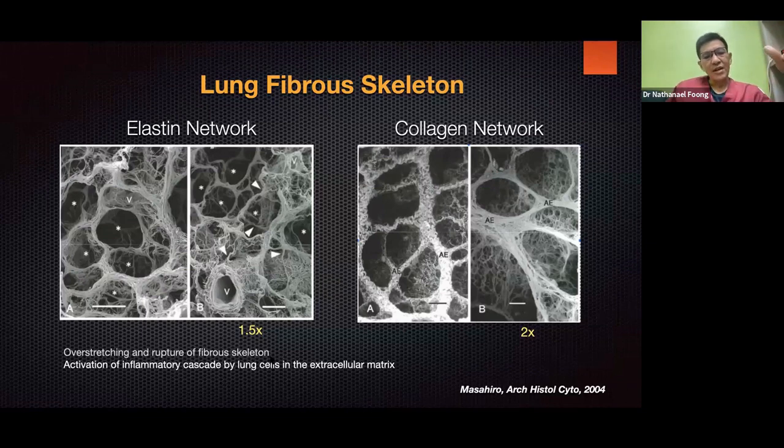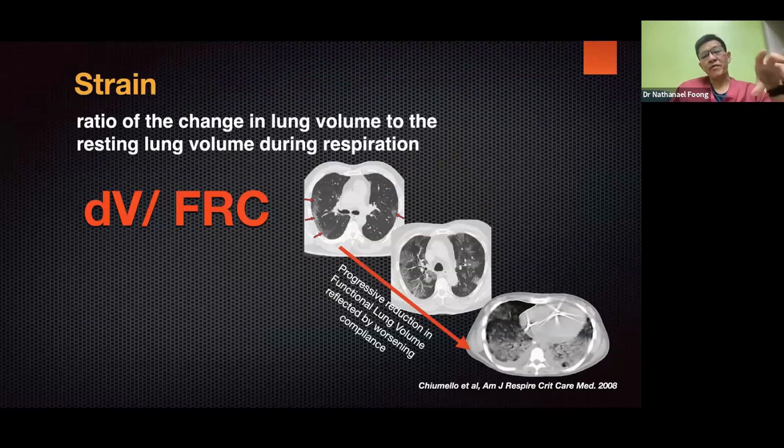So overstretching and rupture of the fibrous skeleton is probably not something that we will see very often. But because overlying this lung fibrous skeleton is the extracellular matrix, to which all the lung cells are attached, the stretching and deformation causes activation of the inflammation cascade from these lung cells. Now, when there's a disease in the lung occurring with consolidation, there will be a progressive reduction in the functional lung volume.